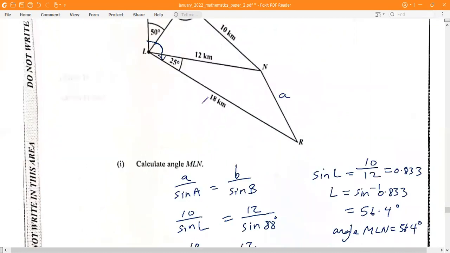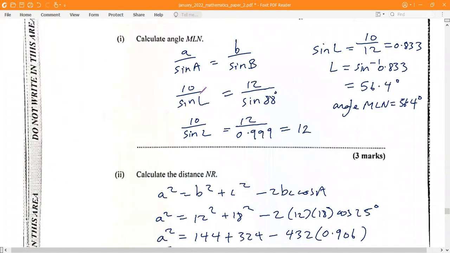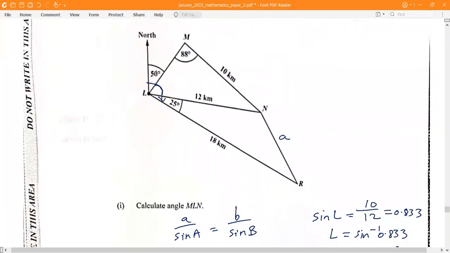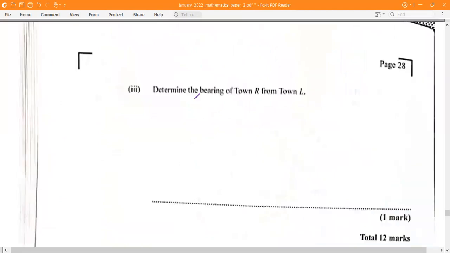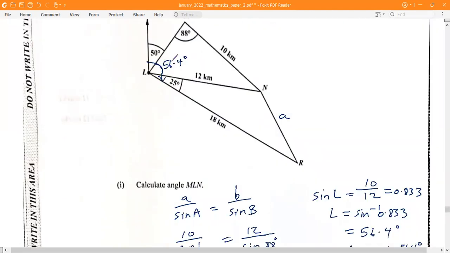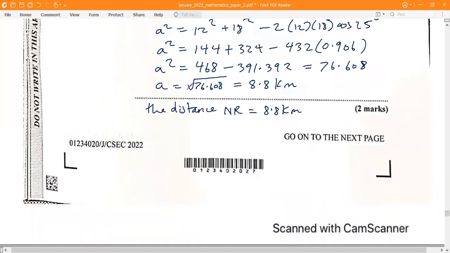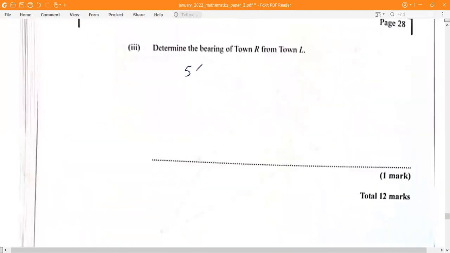We worked out angle MLN and we got 56.4 degrees. So in order to get the bearing, we just find the sum of these three angles: 50 plus 56.4 plus 25, which is 131.4 degrees. That's the answer.